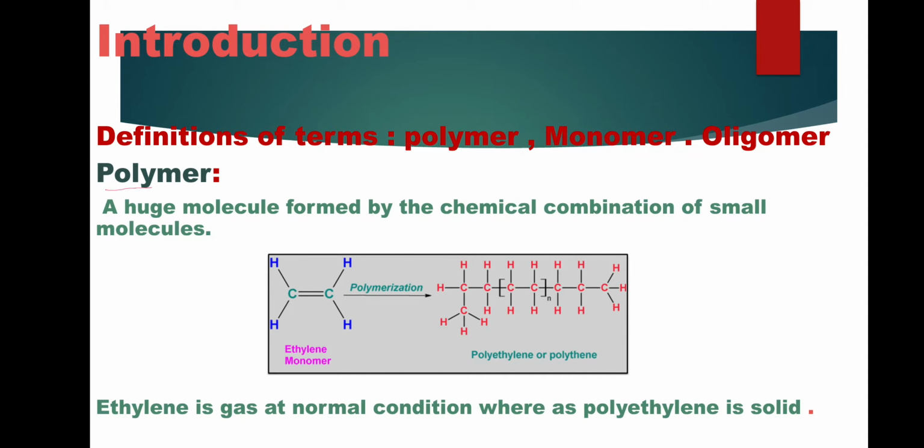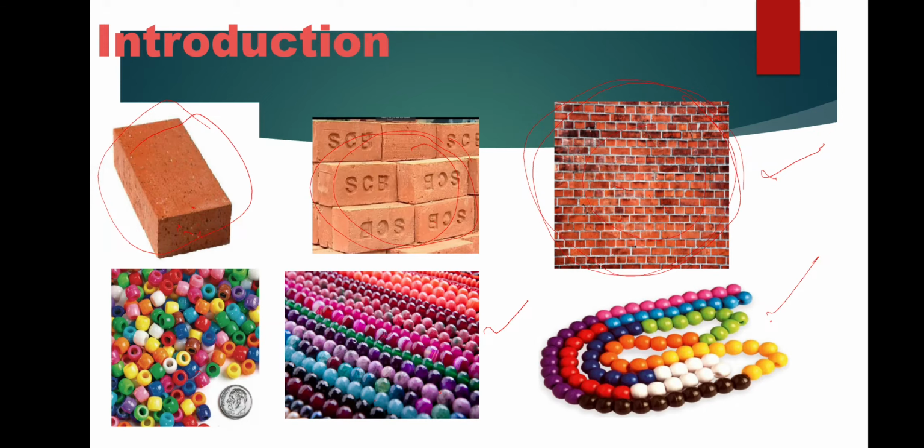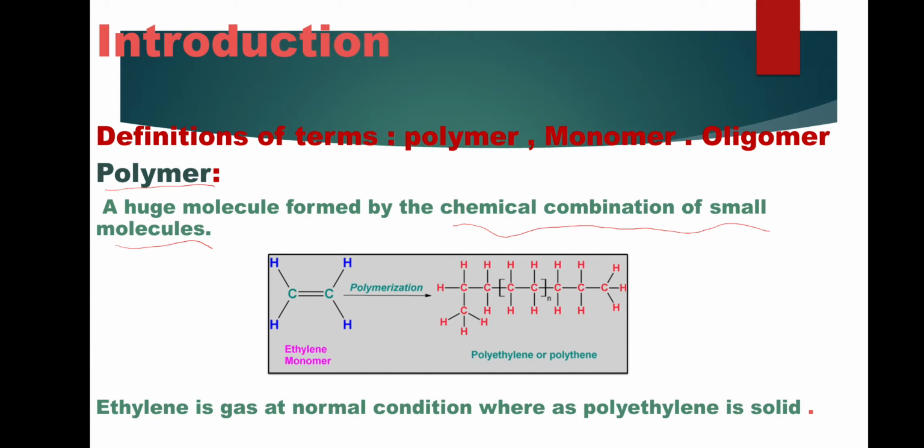Now polymer. What is polymer? It is a huge molecule formed by the chemical combination of small molecules. Like bricks making a compound wall or beads making a chain, small molecules, that is ethylene, the normal molecules we use, we are going to convert into a gigantic or huge molecule. That huge molecule is what is known as polymer.